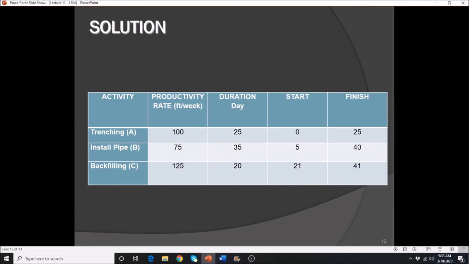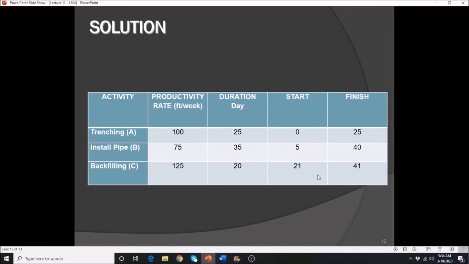Alright, let me clarify here. First, we need to calculate the buffer time. Why? Because the duration of installed pipe is larger than the backfilling. So 35 minus 20, that is 15 days. 15 plus 5, that gives you 20.